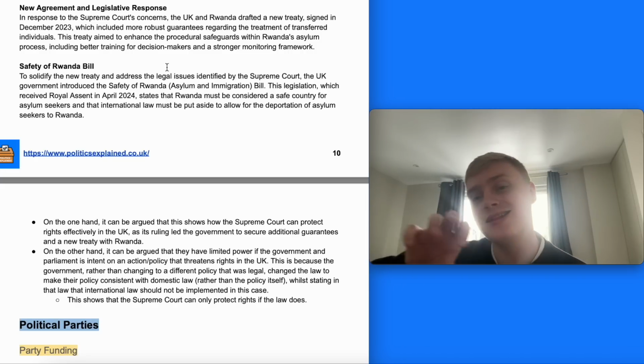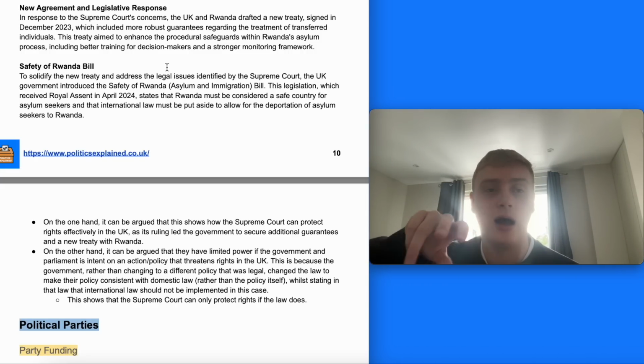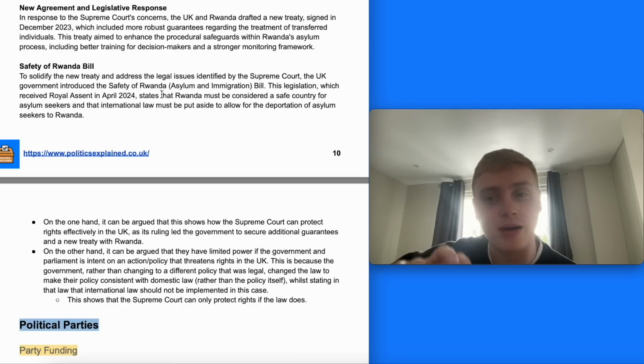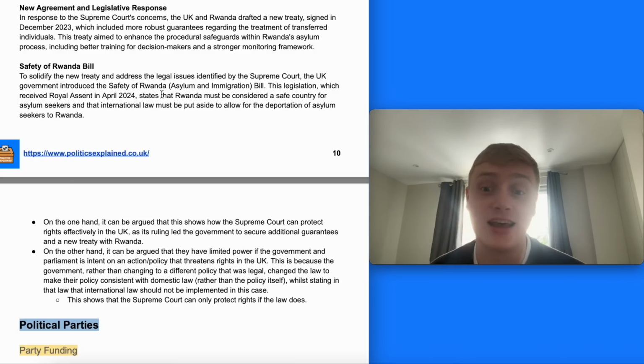So yeah, you'll see in the different examples in the example packs how I show how you can use this for different parts of the course. But that's a general explanation of the Rwanda Act, the Safety of Rwanda Act.